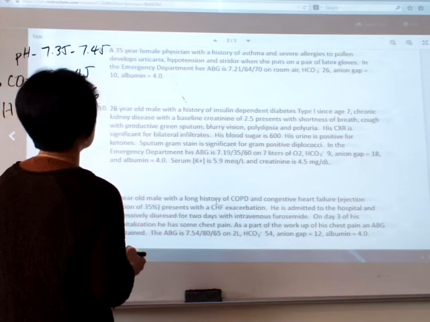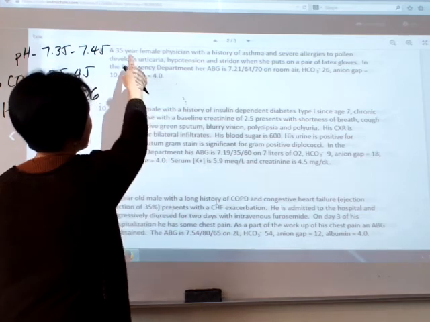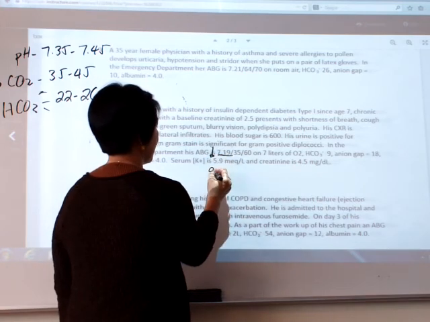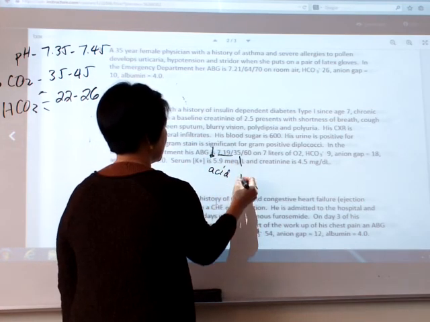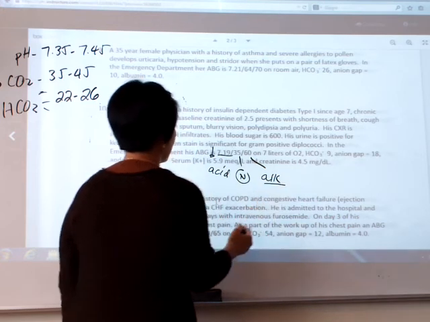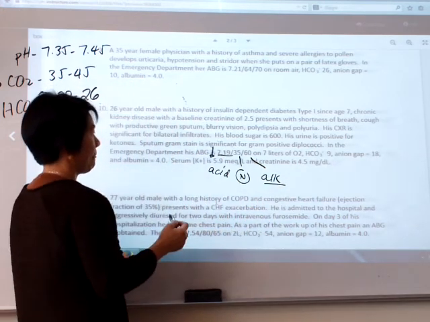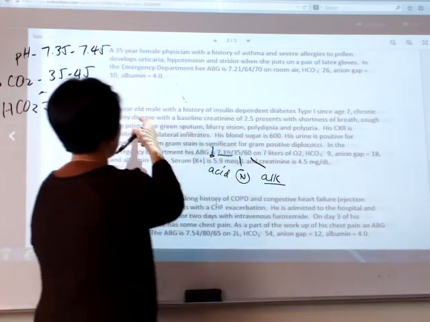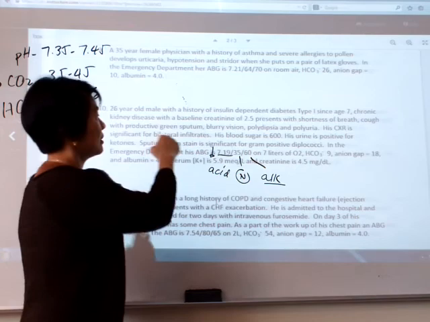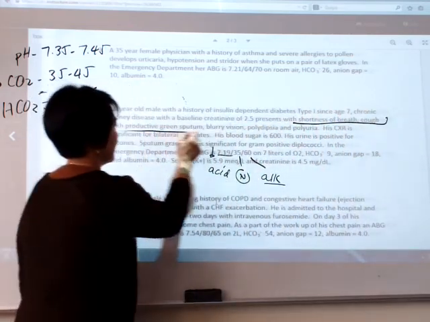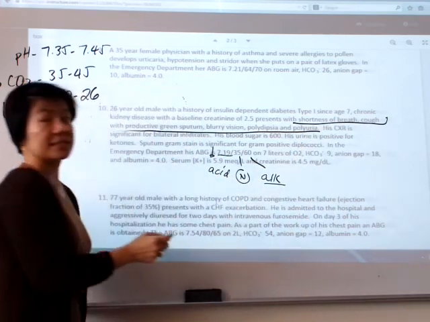Uncompensated what? Respiratory and metabolic acidosis. Where are we? This one is low, so acidosis. This is normal. And this is high, so alkalosis. So what's our diagnosis? It could be either respiratory or metabolic, because he's got both. We're going to look at shortness of breath and cough, productive green sputum, blurred vision. But his CO2 is normal.